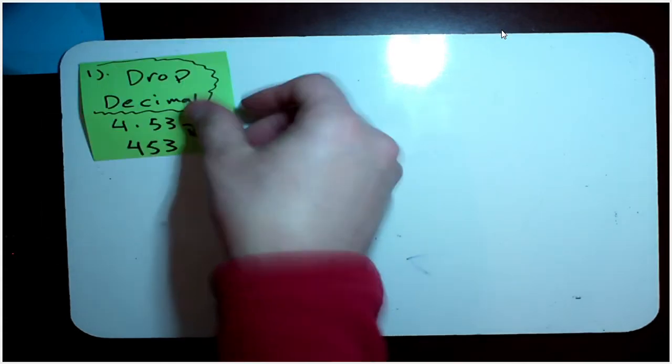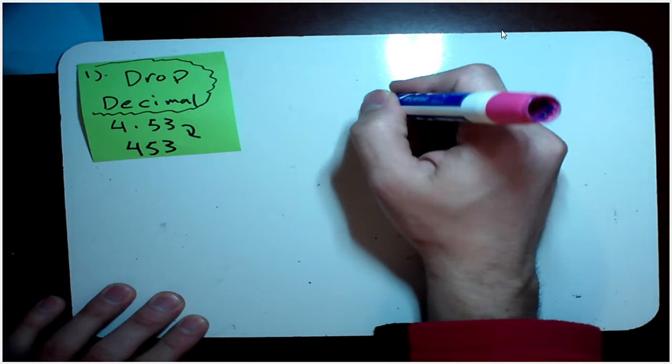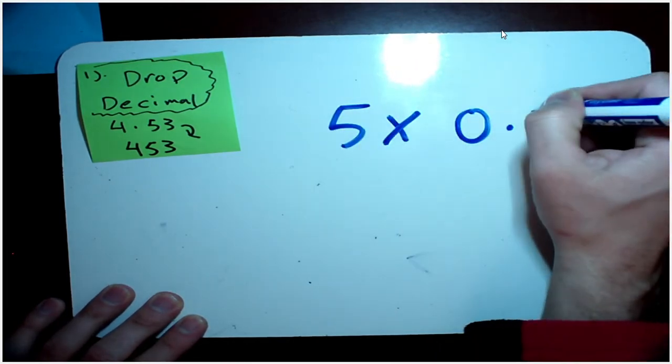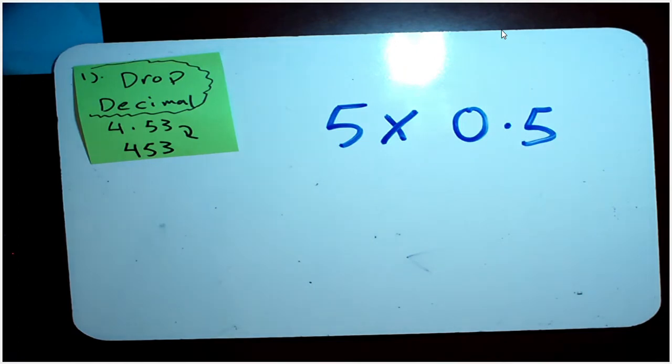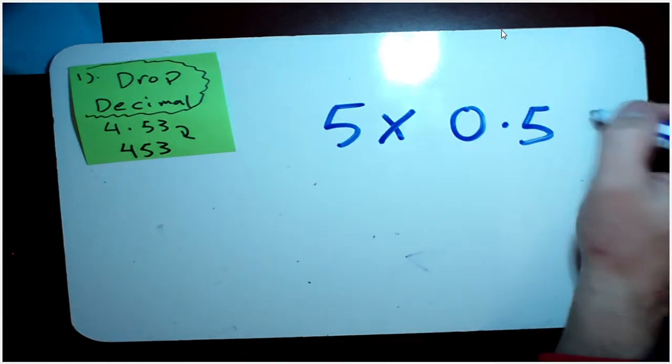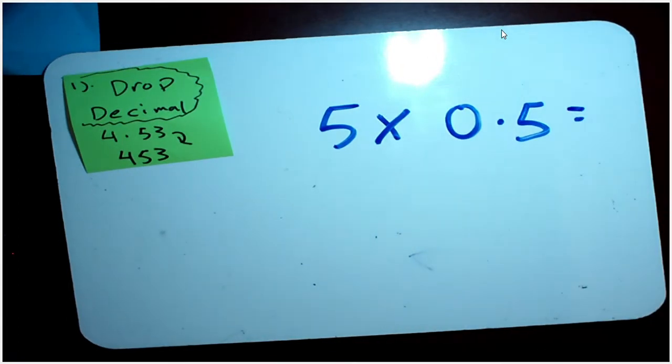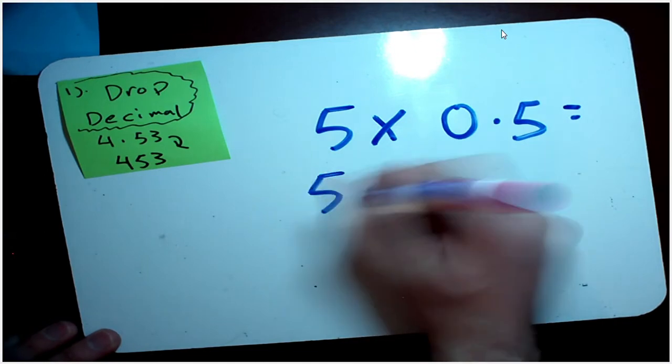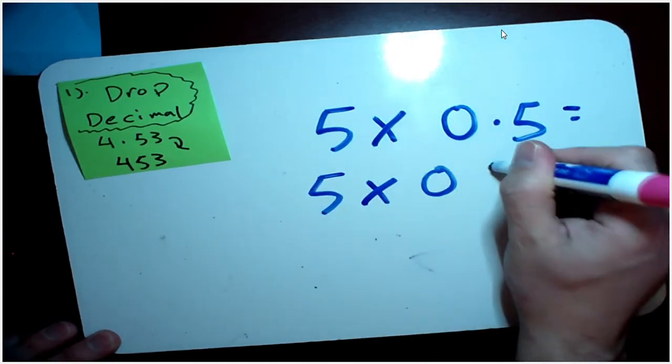So the first step we have is to drop the decimal. So I'm going to give you a simple multiplication problem. This is number 8 in your book. 5 times 5 tenths. So how do I do 5 times 5 tenths? So first thing you want to do is drop that decimal. You're rewriting that problem with no decimals. So it's 5 times 5.